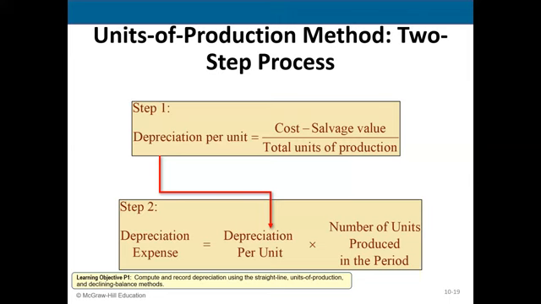I then take that and I put it into step 2. Step 2 is we got to figure out what's the depreciation expense for the year. Okay? We take the depreciation per unit, in this case 25 cents, and we multiply that by the number of units produced during the year. Now remember, it's not going to be the same every year. It's usually not. If I'm producing 36,000 pairs of shoes over 5 years, there's a good chance it's not going to be the same every year. So I'll show you what that looks like.